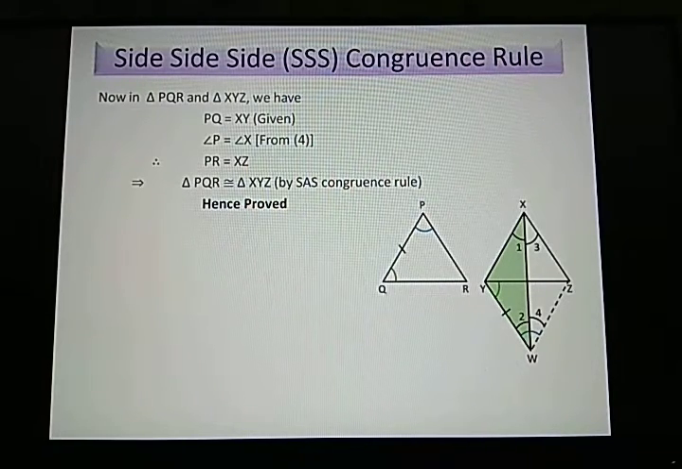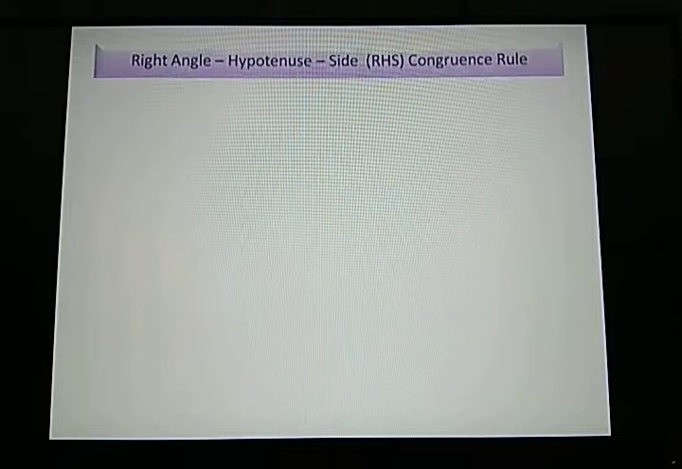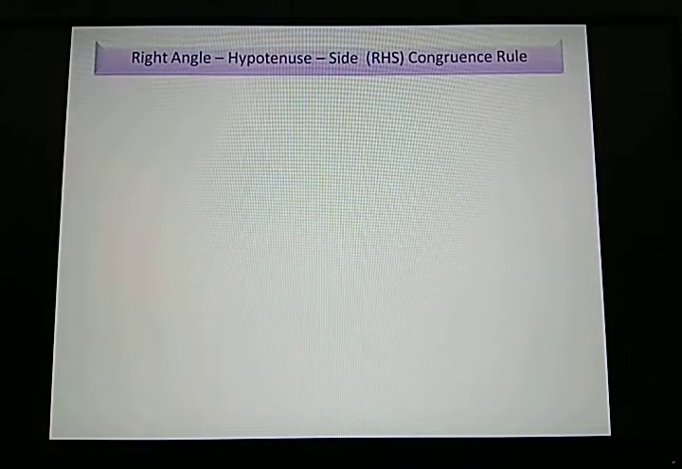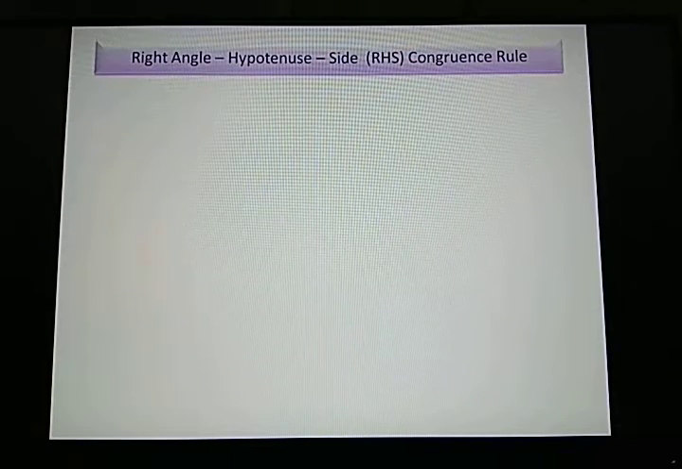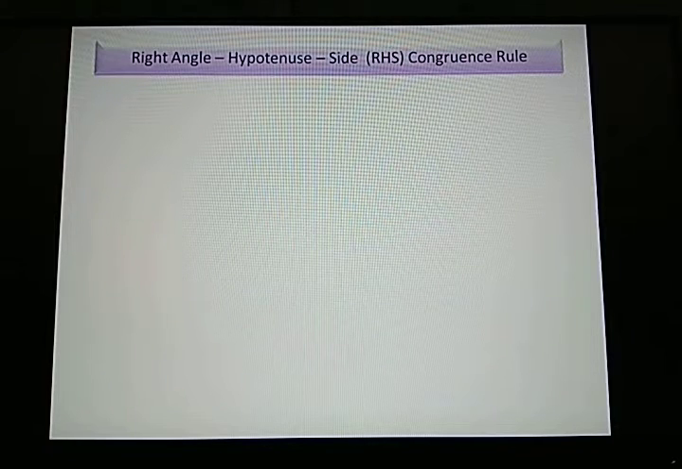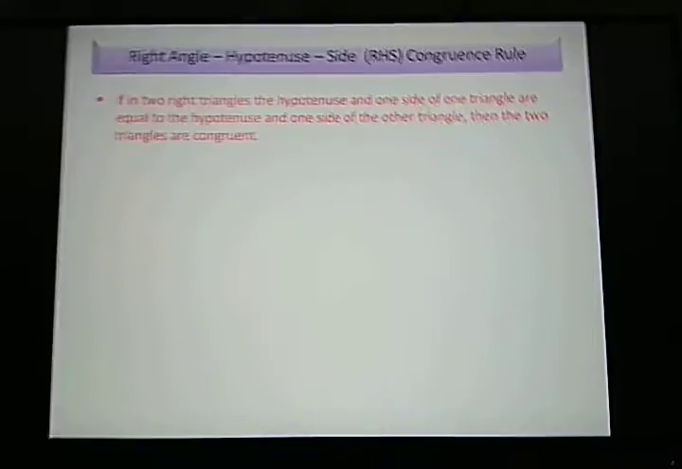Now moving on to the next congruence rule, that is the right angle hypotenuse side, or we can say the RHS congruence rule. Now this congruence rule is applied only in the case of two right angled triangles. Till now, the other four congruence rules we have discussed can be applied to any triangle. But this RHS congruence rule can be applied only when the two triangles are right angled triangles. So let us see what the statement says.